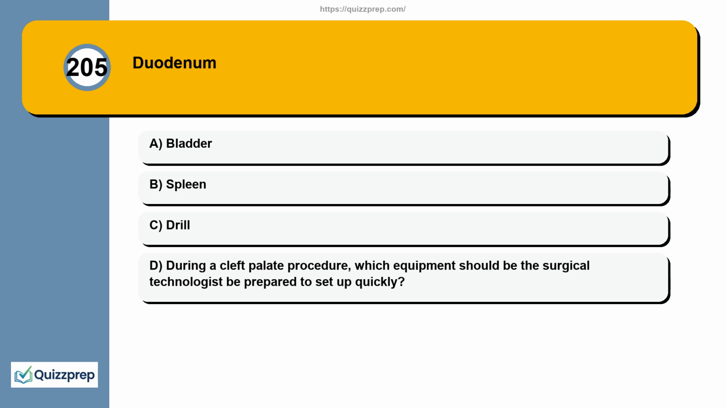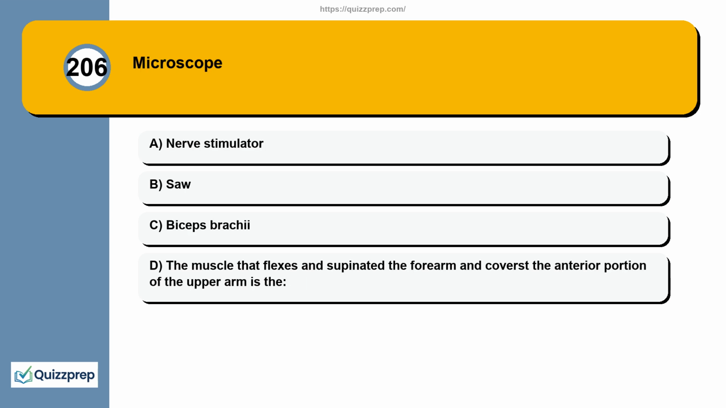The correct answer is option N/A. Question 206: Microscope, option A; nerve stimulator, option B; saw, option C; biceps brachii, option D. The muscle that flexes and supinates the forearm and covers the anterior portion of the upper arm is the.